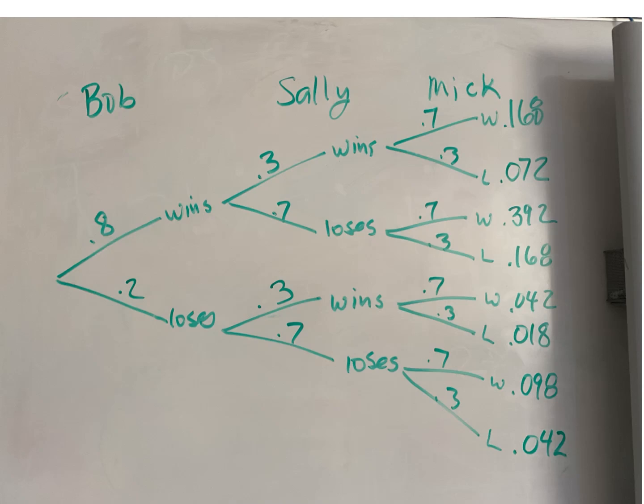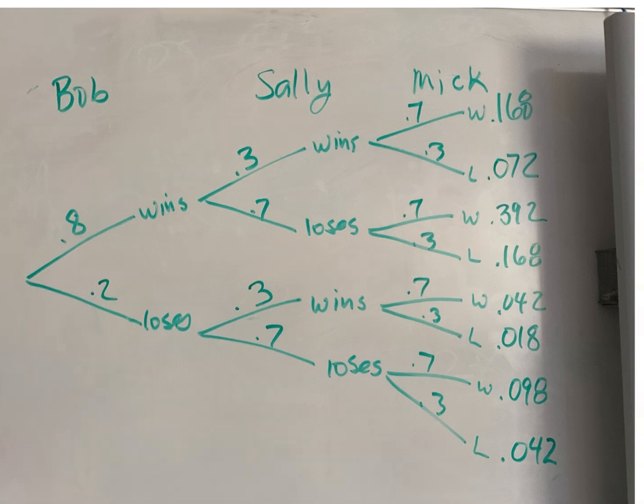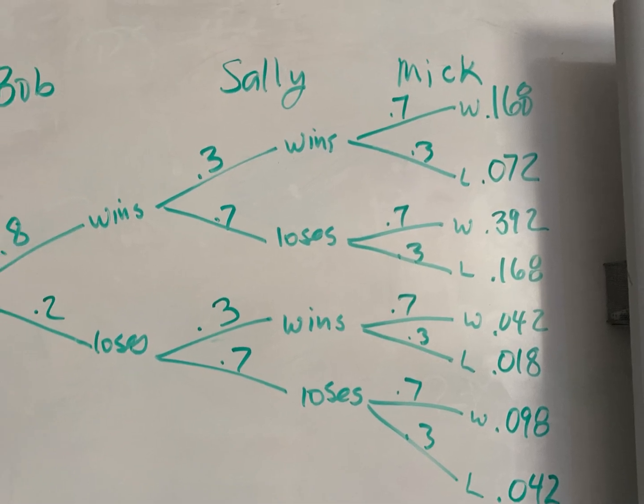Okay, so we're doing a tree diagram, and the question is, what's the probability that Bob and Sally both win? Now, there's more than one way to do this, but I'm going to show you the way that would work every time. You go to the answers here, and you look for the ones where Bob and Sally both won. Now, Bob and Sally, I'd ask myself this question: is this one of my answers?